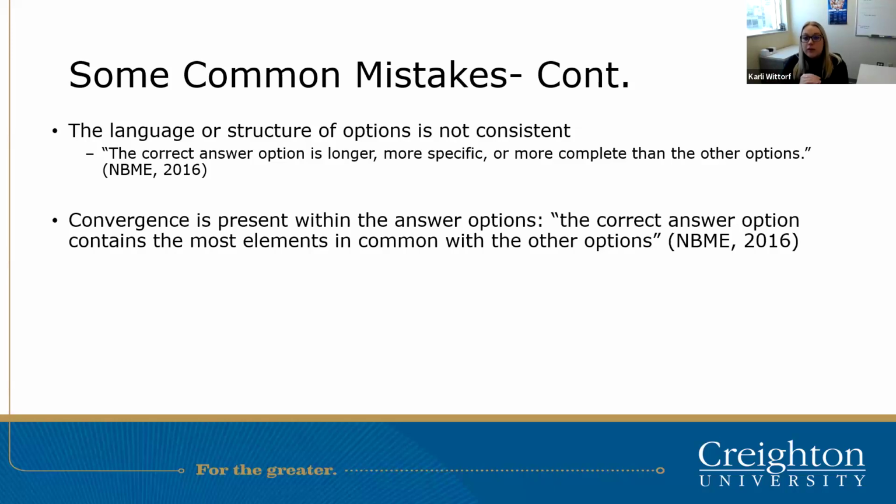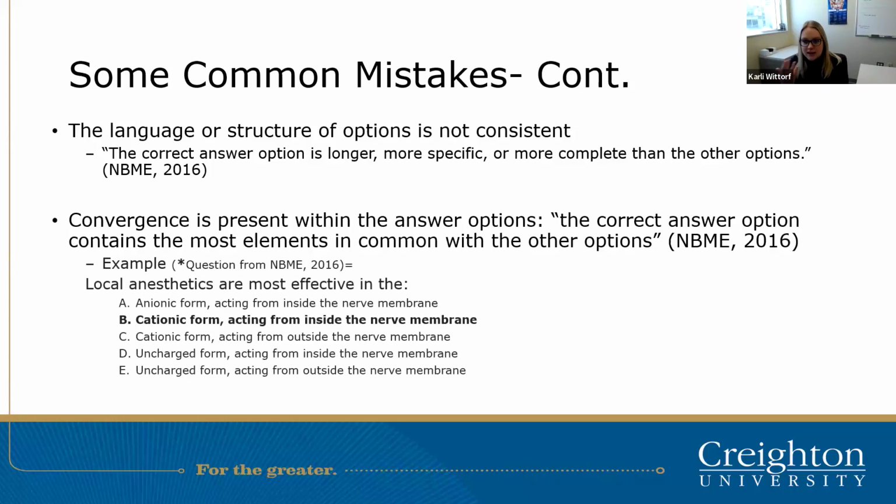You can also run into what's called convergence in the answer options when trying to make them more consistent, longer, or more specific. This just means that the correct answer happens to have the most in common with all of your other distractors. Here is an example from the NBME book. For this question on local anesthetics, even if you don't know about local anesthetics, you can see there are two answer options that have cationic form and two that have uncharged form, whereas there's only one with the anionic form.